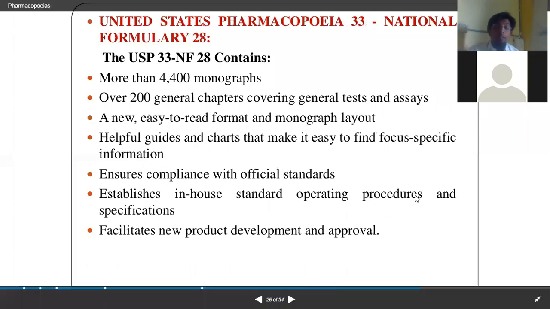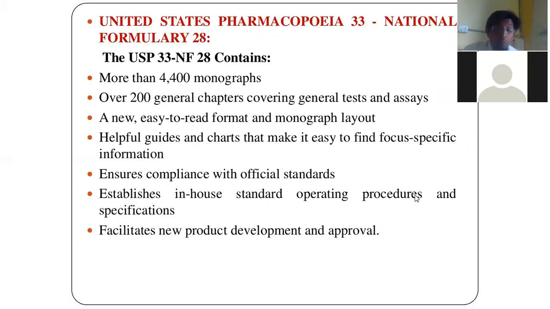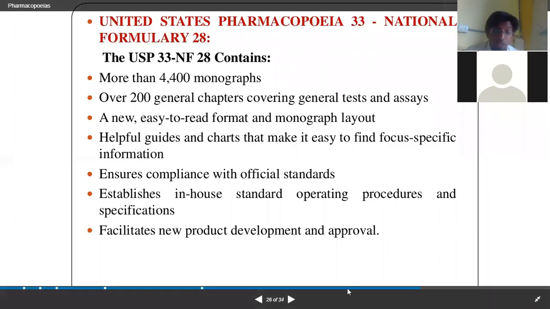Then you can see USP 33 and NF 28. It contains, see there, 4,400 monographs and over 200 general chapters covering general tests and assays. A new easy to read format and monograph layout is there. Helpful guides and charts make it easy to find specific information, ensure compliance with official standards, establish in-house standards, operating procedures and specifications, right? And facilitate new product development and approvals.